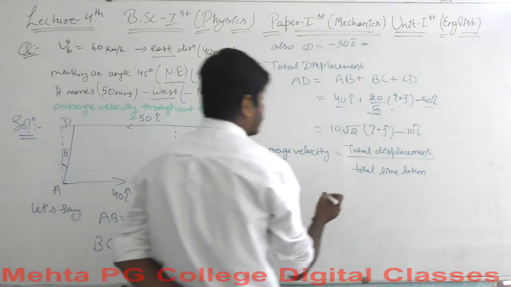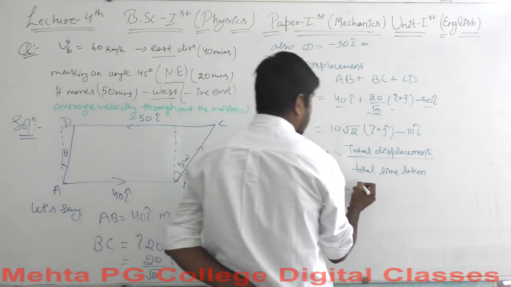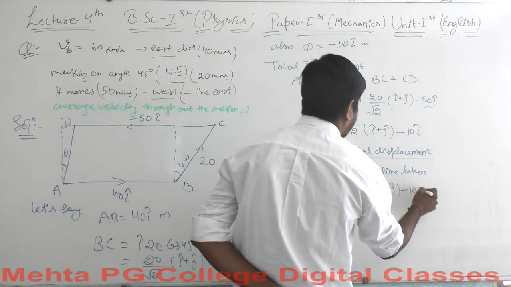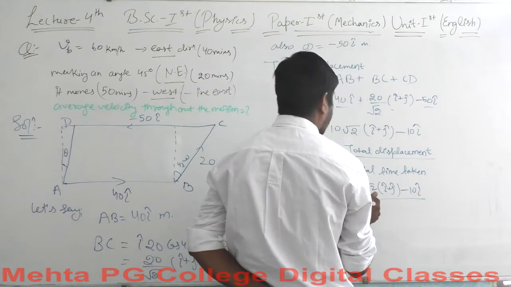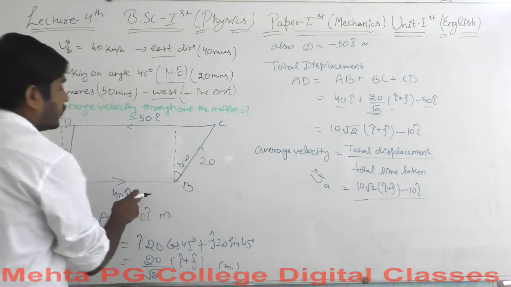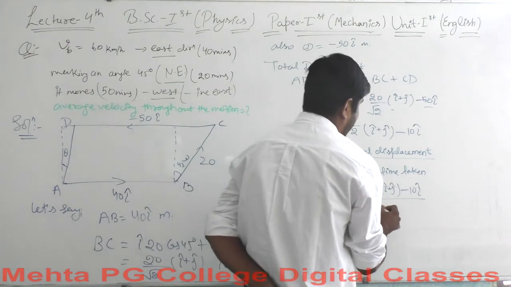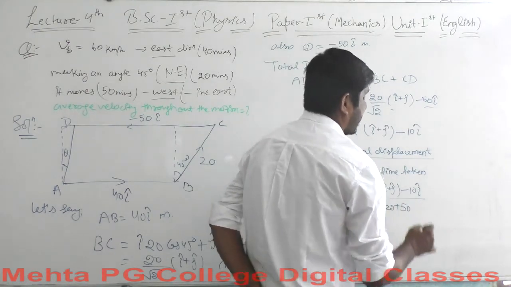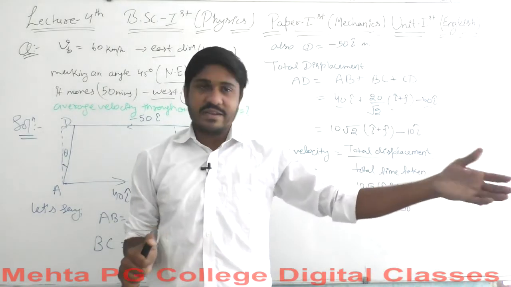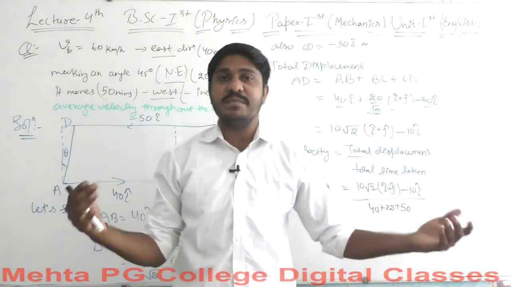Yes, the total displacement upon total time taken, the time taken to travel this particular distance here. So average velocity, you say this is VA, is 10 root 2 i cap plus j cap minus 10 i cap upon the total time taken, which is 40 plus 20, minus 50, sorry, plus 50. This has been calculated positive here because the time should be calculated in magnitude only. You cannot say that if you go to one side and then come back, the time is equal to 0.